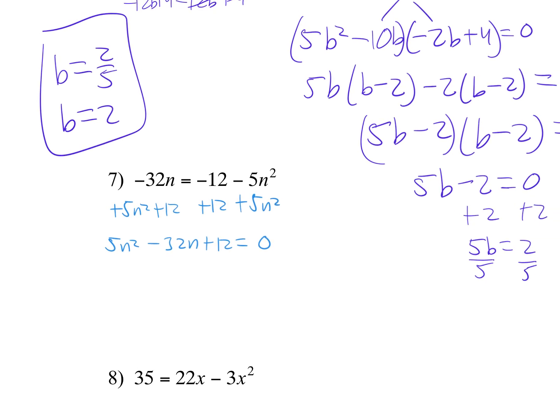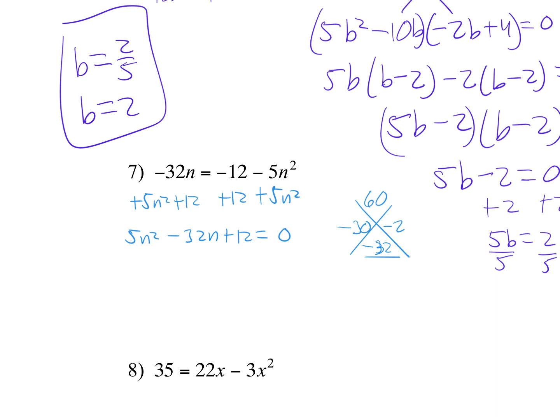And then you're looking for factors of 5 times 12, which is going to get you 60. Factors of 60 that add to negative 32. Keep in mind negative 32 is a big number, so you want a bigger factor and then a smaller factor, because you want to reach this negative 32. To do that, it's going to be negative 30 and negative 2.